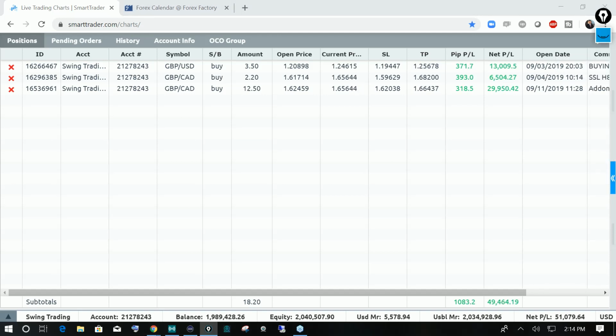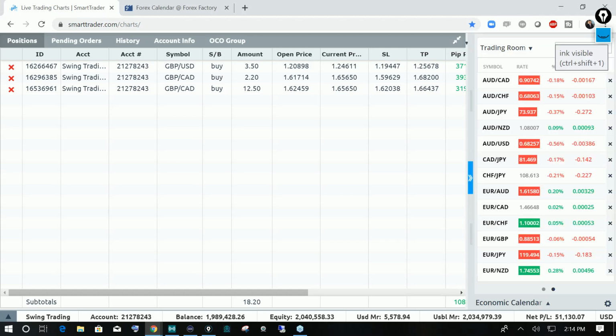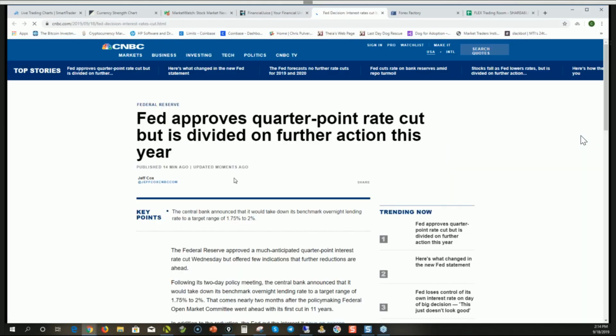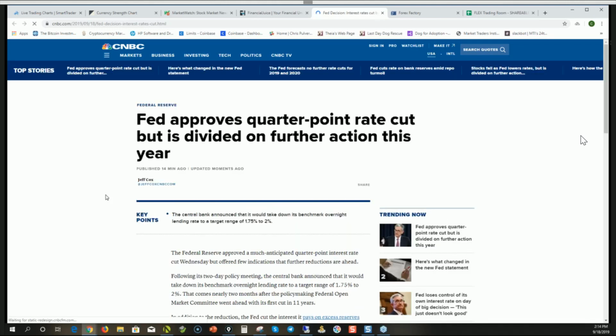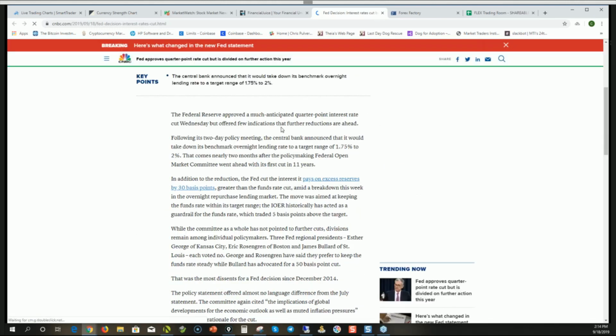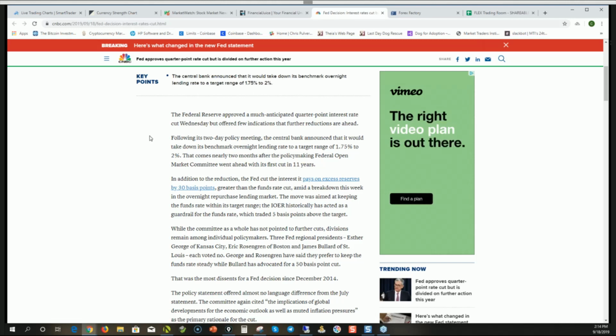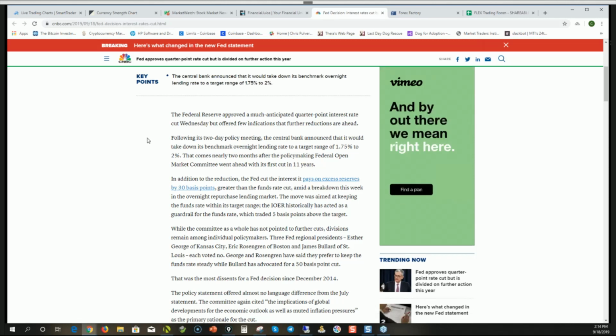But I'm looking here: Fed approves a quarter-point rate cut, but is divided on further action this year. Let me pop up this article really quickly. This is coming from CNBC: much anticipated quarter-point interest rate cut Wednesday, but offered few indications that further reductions are ahead. We'll hear more from Jerome Powell in the next 15 minutes, but we had a feeling that would be the case, that everything moving forward would be vague and data driven, jobs reports, labor markets, spending. That's what's supposed to be guiding the Fed.